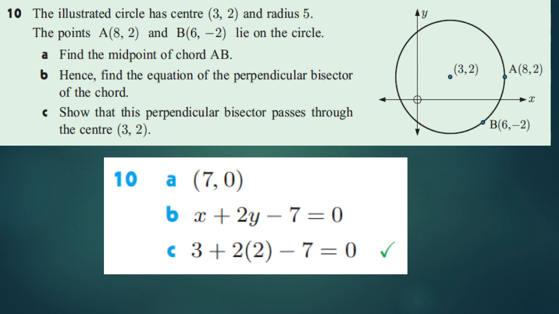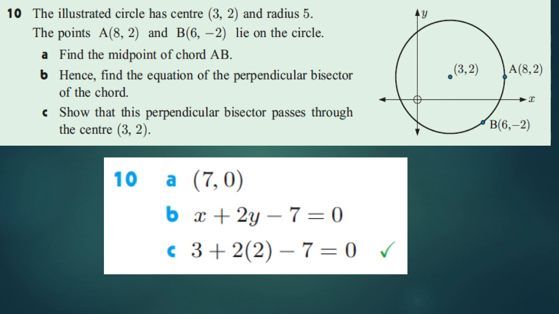Find the equation of the perpendicular bisector of the chord. So we've gotten the midpoint of the chord. If we want to know the perpendicular bisector, it's going to have the perpendicular slope, which is going to be that opposite reciprocal there. And then we can work to solve. This is x plus 2y minus 7 equals 0. You might have had y equals 1/2 x minus 7/2, or plus 7/2.